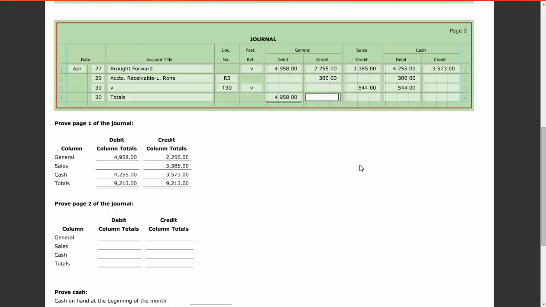Bet you can do general credit also, 2,555. Okay? So you are only adding page 2, but you have to include your brought forward numbers from the previous page. Once you are done here, go down here on your Prove 2-page journal and then prove this section also. Okay?